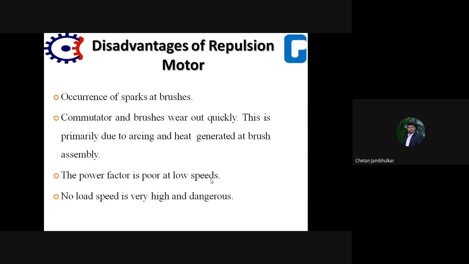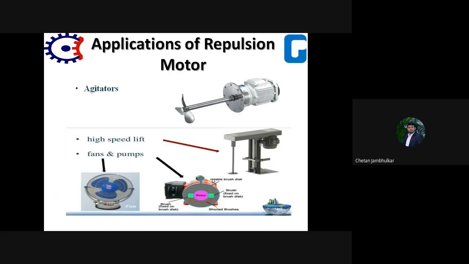And the power factor is poor at low speed, and as the speed grows, the power factor improves. But the power factor is poor at low speed. And the last disadvantage is that the no load speed is very high and dangerous. So these are the disadvantages of the repulsion motor.